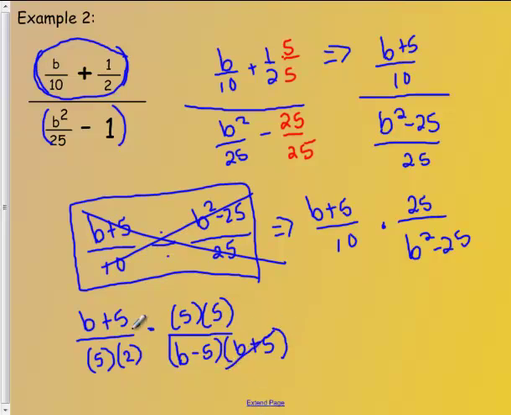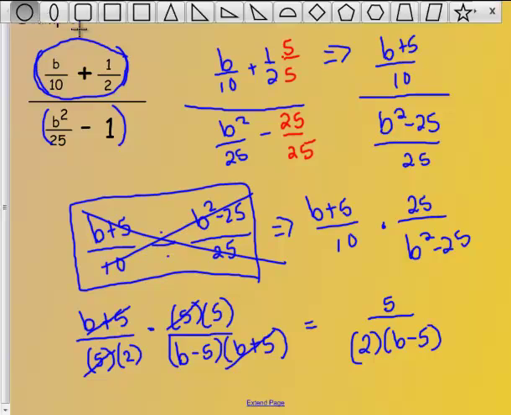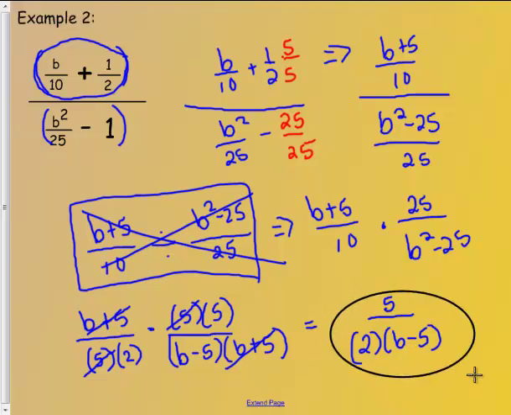This is a binomial. This is a binomial. I've got a monomial of 5 that can cancel with a monomial of 5. And I've got a 5 left on top. And I've got a 2 and a b minus 5 left on the bottom. And that is my final answer.